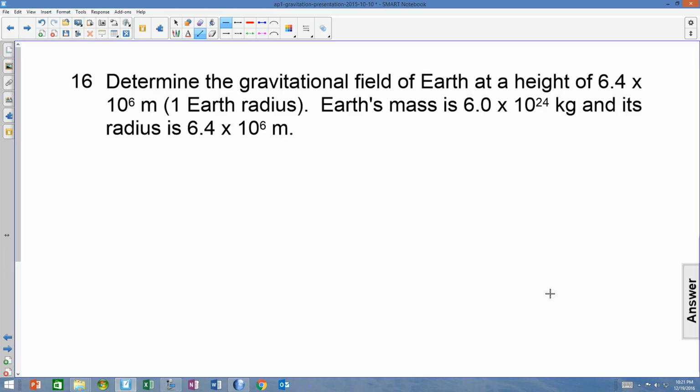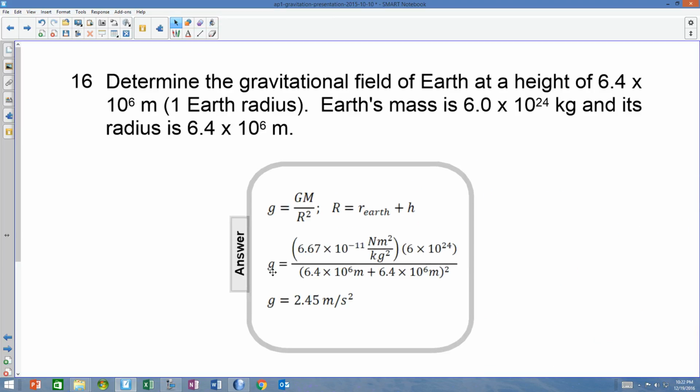Okay, so let's go ahead and take a look at the solution. The gravitational field is equal to GM over r squared. R is going to be the radius of the Earth plus the height above it. Well, the radius of the Earth and the height above it are the same value. It's 6.4 times 10 to the 6 meters. So we're actually doubling the radius, which ends up giving us 1/4 of the original gravitational field. Or in other words, 2.45 meters per second squared.